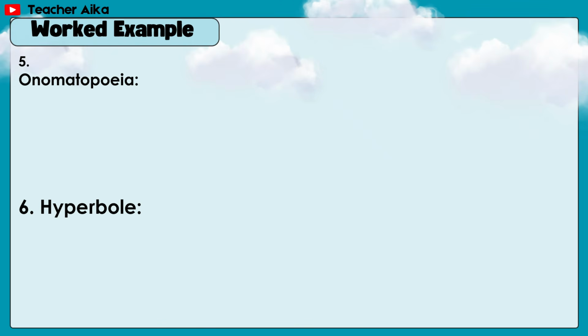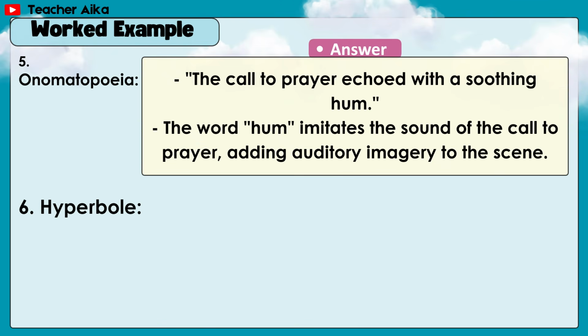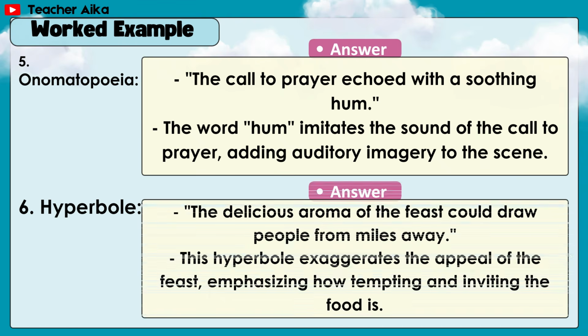Number 5, onomatopoeia. Answer: the call to prayer echoed with a soothing hum. The word hum imitates the sound of the call to prayer, adding auditory imagery to the scene. Number 6, hyperbole. Answer: the delicious aroma of the feast could draw people from miles away. This hyperbole exaggerates the appeal of the feast, emphasizing how tempting and inviting the food is.